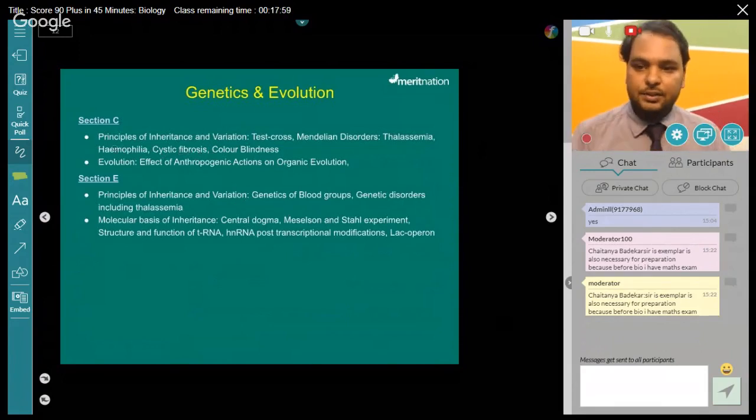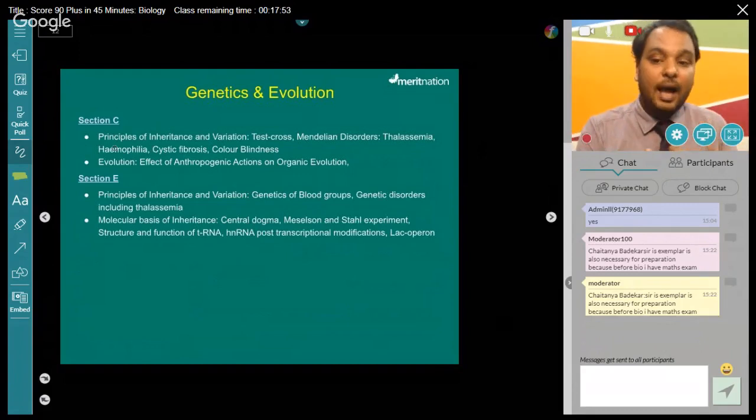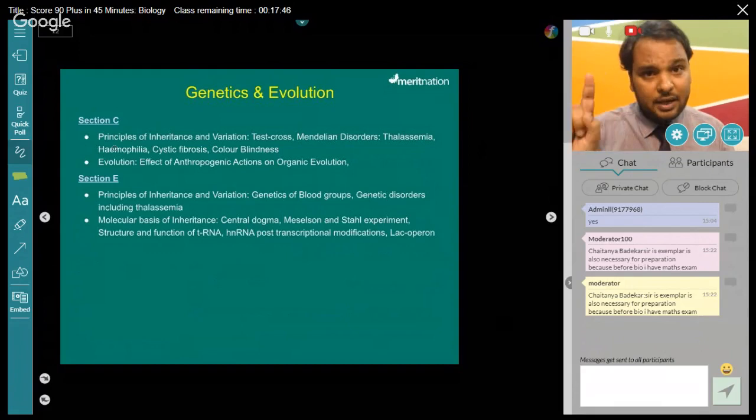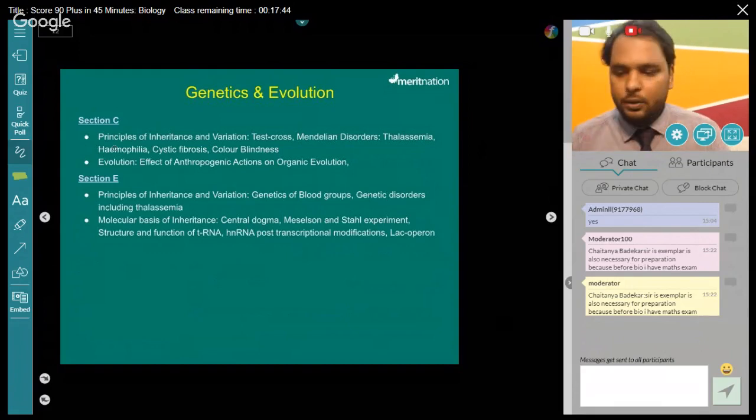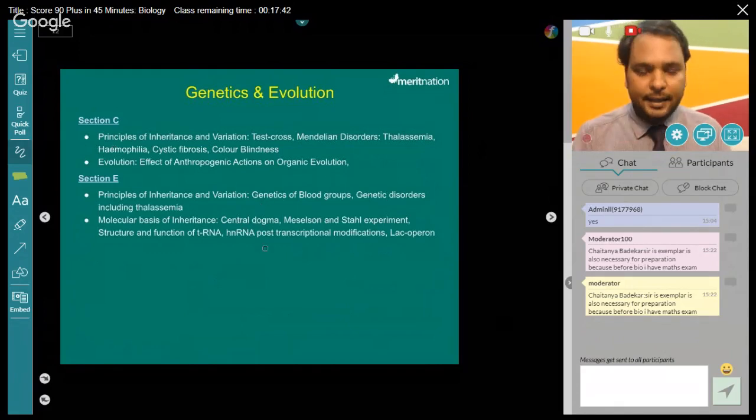Next is your section C, principles of inheritance and variation, Punnett squares again, Mendelian disorders like thalassemia, hemophilia, cystic fibrosis, and color blindness. There will be one, maybe a pedigree analysis will also be there. Prepare it for that. Your pedigree chart will also be there in NCERT. Go for that also.